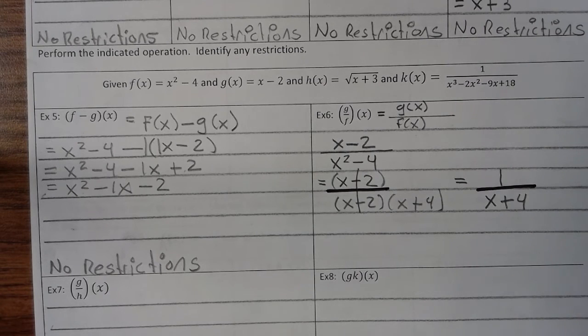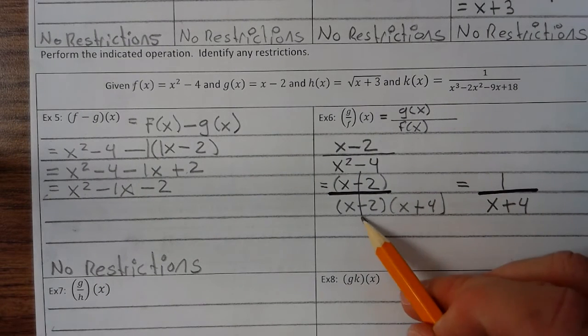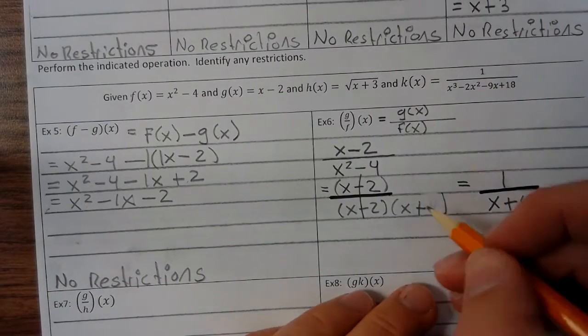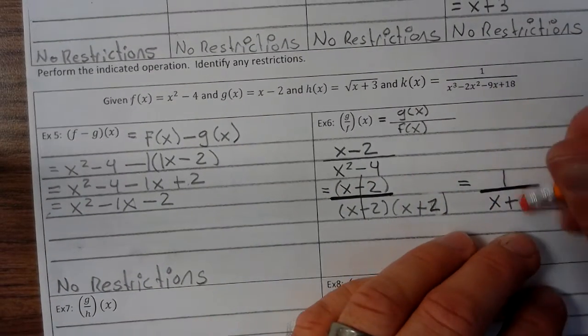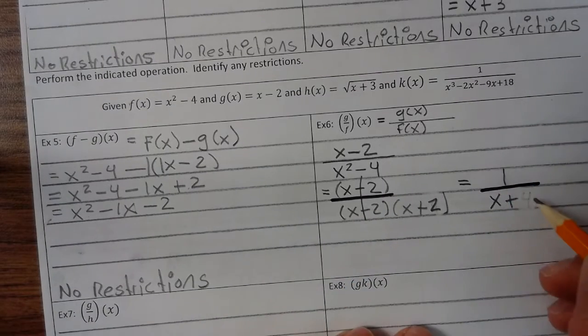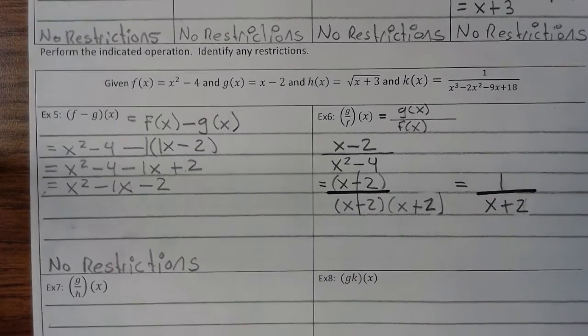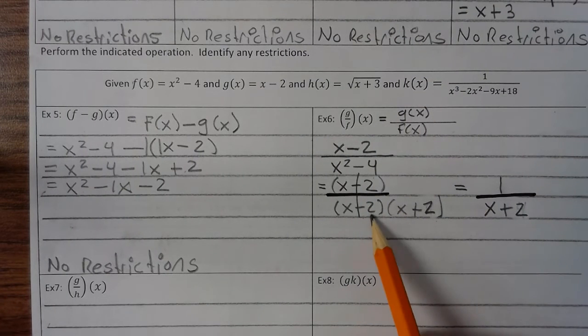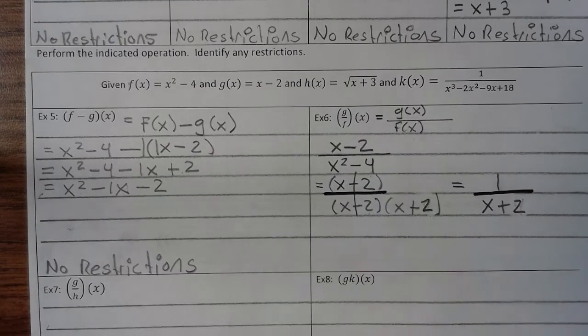Oh, wait a second. Almost made a mistake. That should be x minus 2, x plus 2. That's why it's important you always double check your work. And what I caught was, well, I know that negative 2 times 4 is negative 8, not negative 4. So I thought, well, what should it be? Negative 2 times a positive 2 is a negative 4.